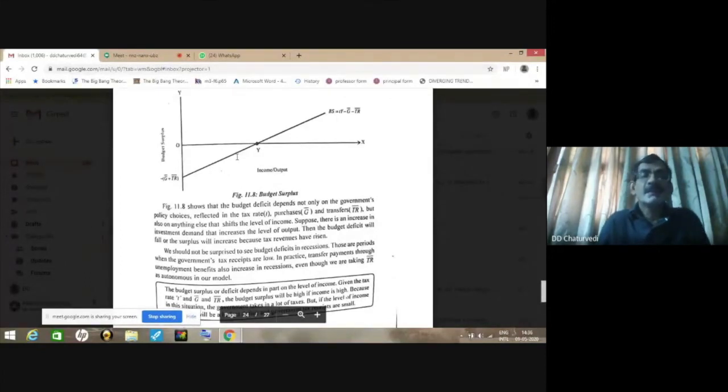But even with these transfer payments, and even when unemployment benefits are given during the recession period, we will still find that the level of income is going to be less in the economy. And this is the present state of our economy and the present state of the economies of several countries of the world.